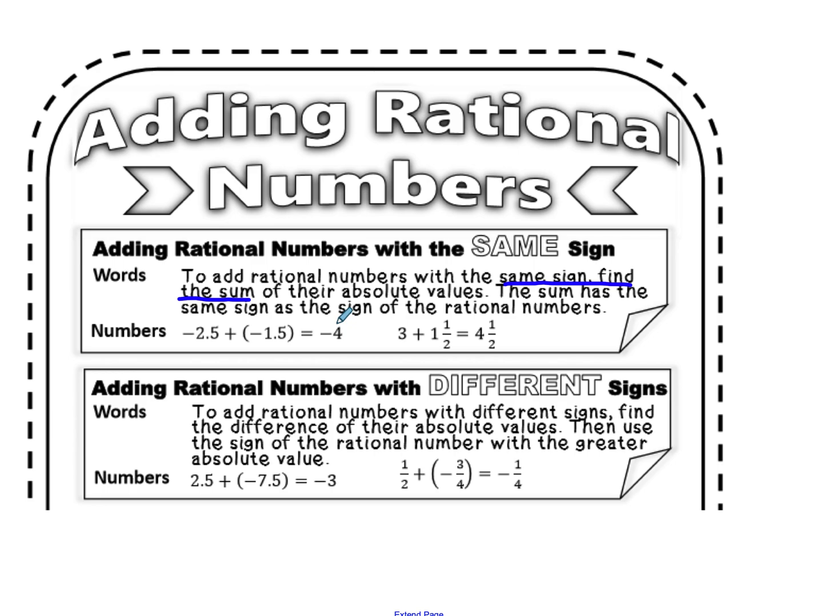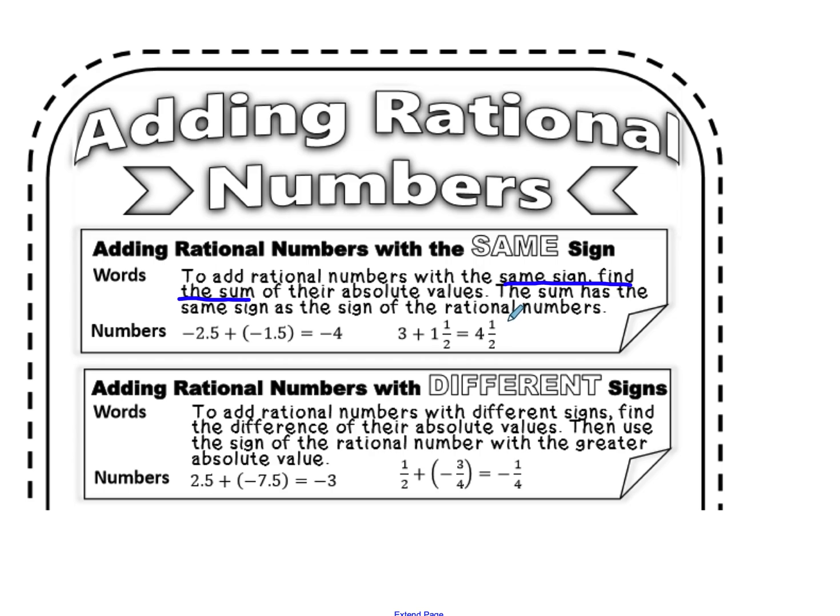So negative 2 5/10 plus negative 1 1/2 is going to be negative 4. Same signs, find the sum. Here with our mixed numbers, 3 and 1 1/2 is 4 1/2. Same signs, find the sum.